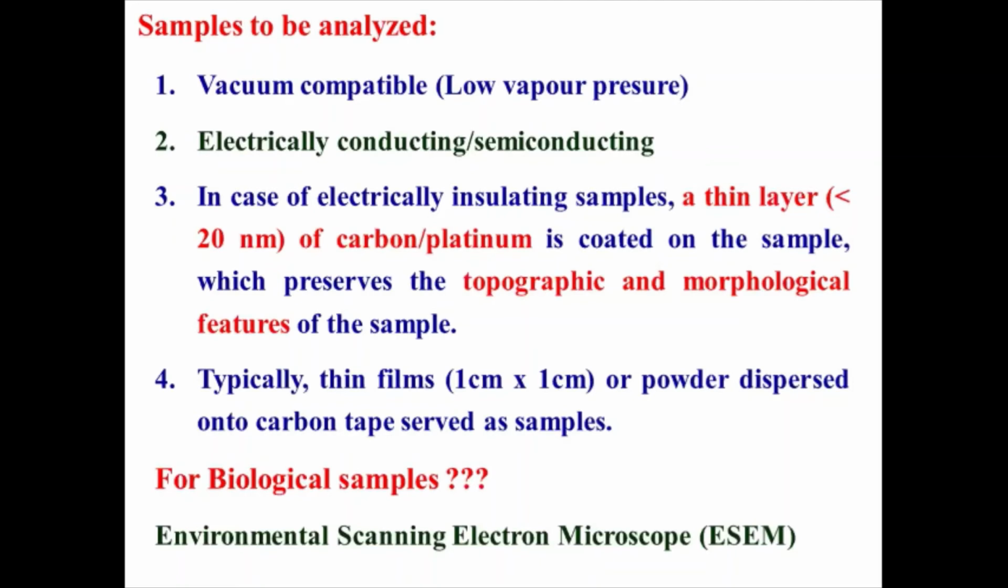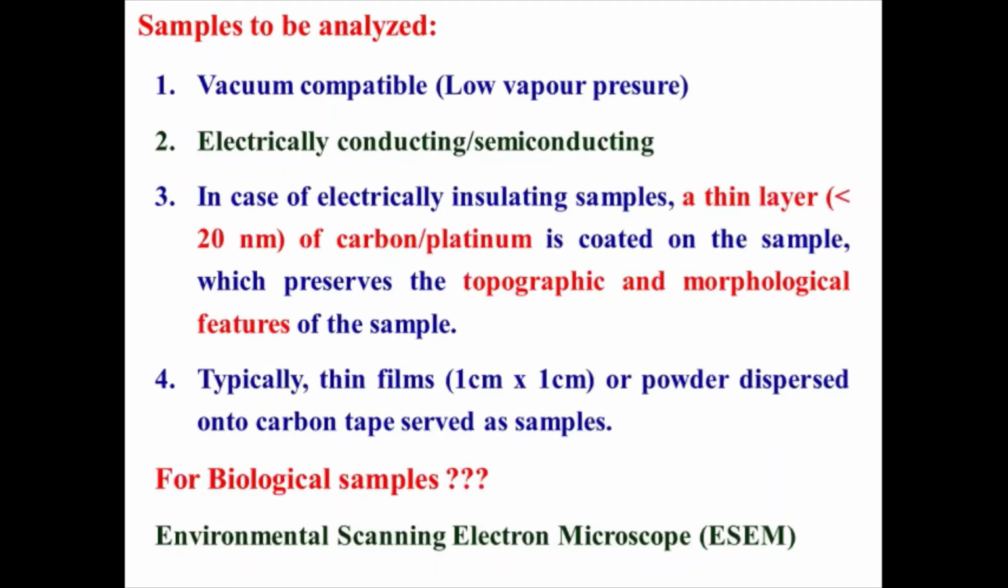In case of an insulating sample, you can put a very thin conducting coating of gold or platinum or carbon without losing the topography. So insulating samples need to be coated with a thin conducting coating before scanning electron microscopy imaging. For research grade, the typical size of samples is 1 centimeter by 1 centimeter. For powder, you can disperse it on a conducting carbon tape and do the imaging.